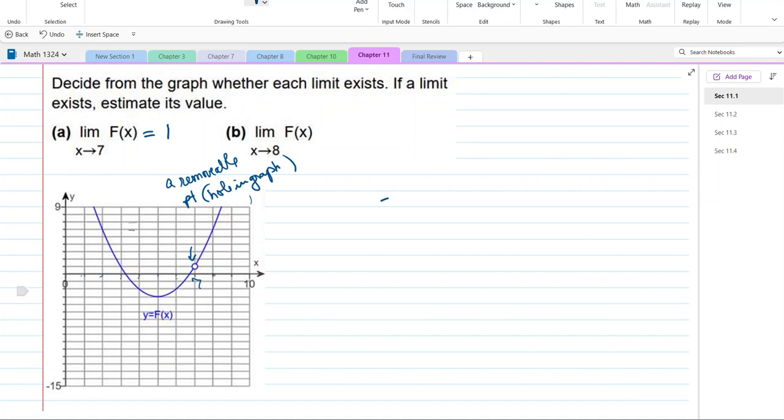What is it when we approach a? 1, 2, 3, 4, 5, 6. So in both cases, the limit exists. Right. So there we have it. Did I count wrong? 8, 1, 2, 3, 4, 5, 6. Yeah.